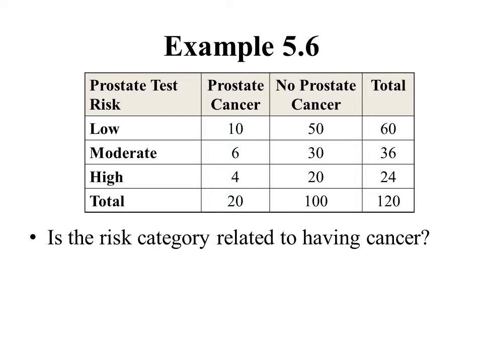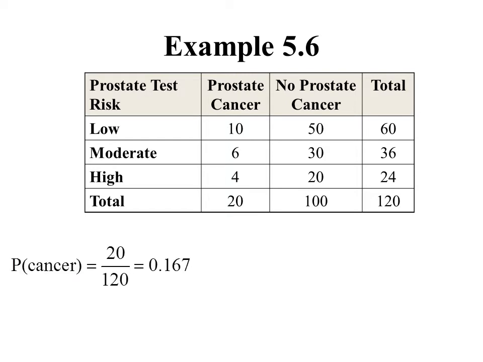We can start to answer this by calculating conditional probabilities and looking for independence. So first, let's just calculate the probability of having cancer. In this population of men, we have a total of 20 who have prostate cancer, divided by the total population size 120, so 0.167. So about 16.7% of guys in this population have cancer.